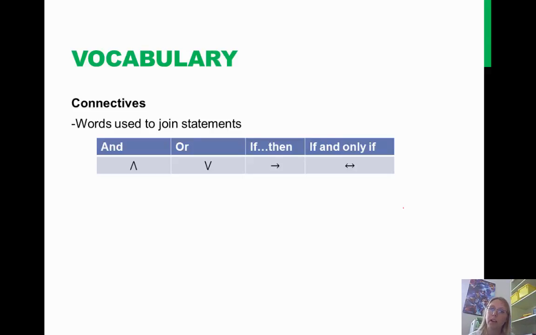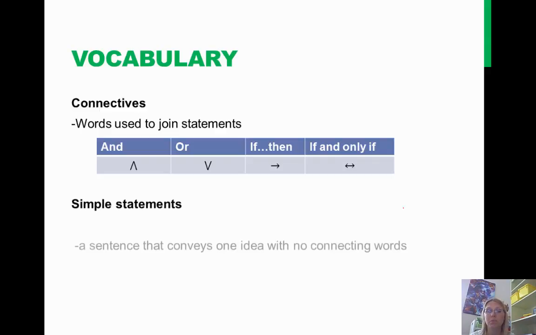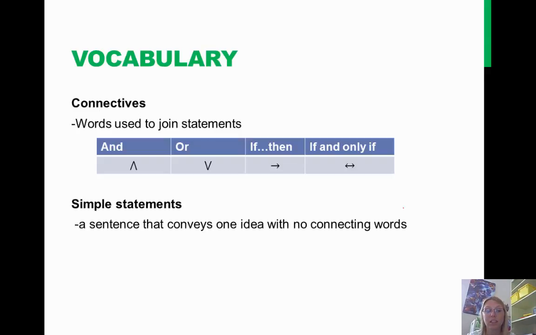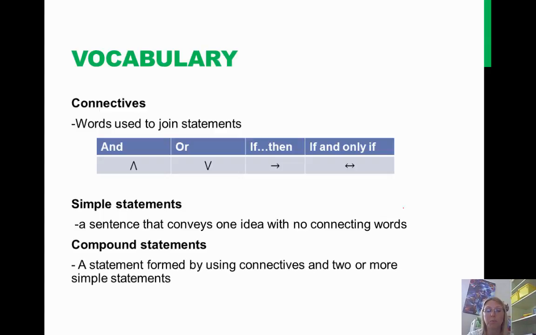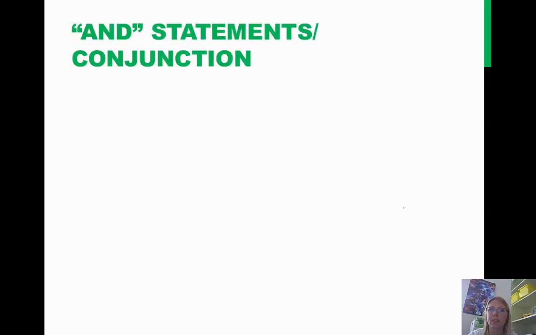Well, if you remember in the last section, we talked about what a statement is, a simple statement specifically. So what is a simple statement? Specifically, it's a sentence that conveys one idea with no connecting words. A compound statement is a statement formed by using connectives and two or more simple statements together. Well, let's see this in action. Specifically, let's look at and.